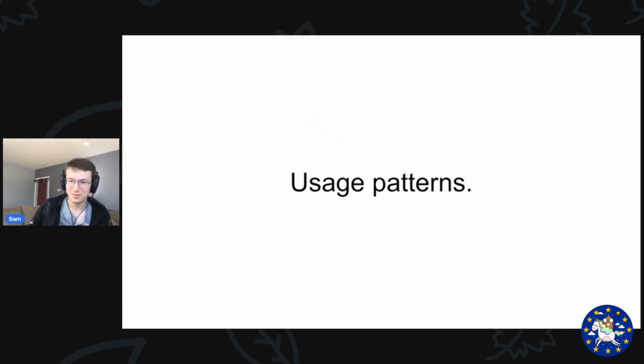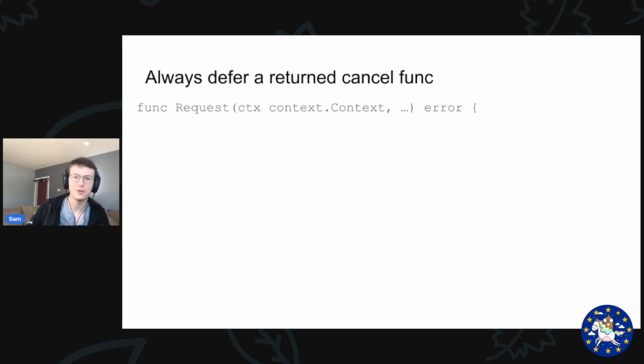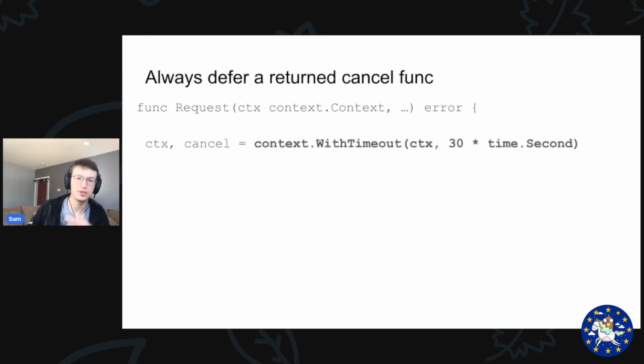Okay, last section. I'm going to run through a very non-exhaustive list of usage patterns, just some things I thought you should know if you didn't already. There's a million billion ways to use context objects, and this certainly doesn't cover all of them, but I thought these would be interesting. So the number one thing that I want to show you is always defer a returned cancel function. When you call context with timeout, you get a cancel function as the second output, and you might be tempted to just ignore it. But what you should always do is actually call defer cancel.